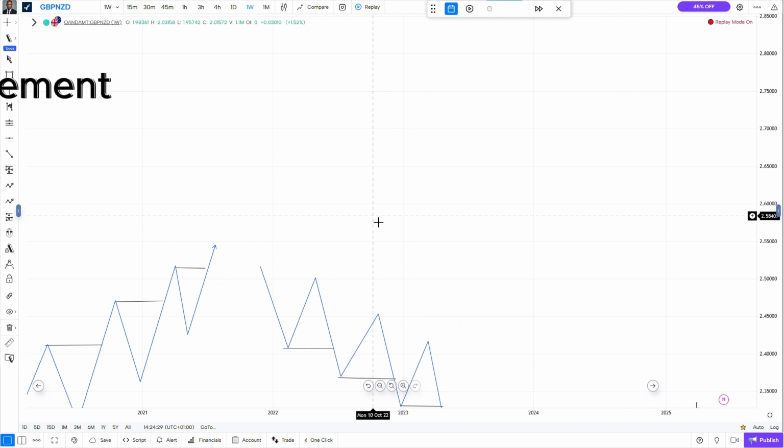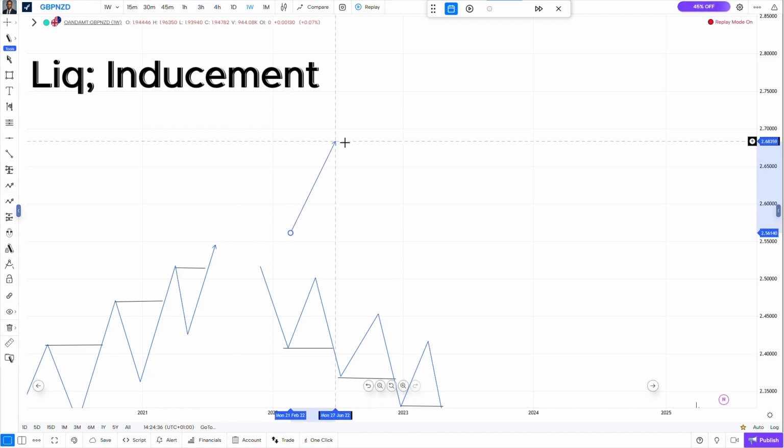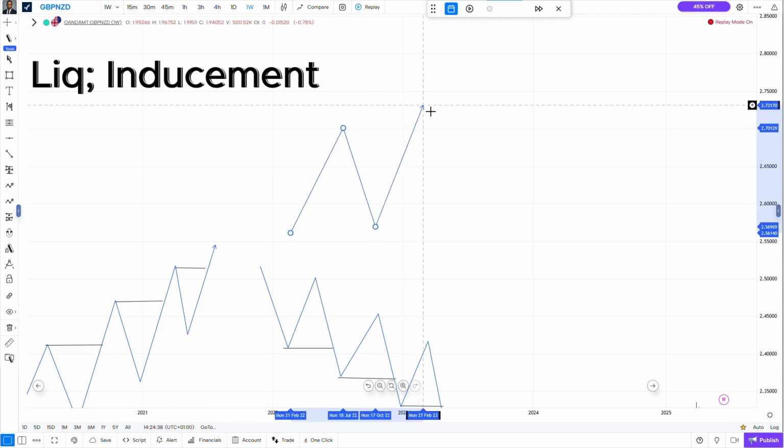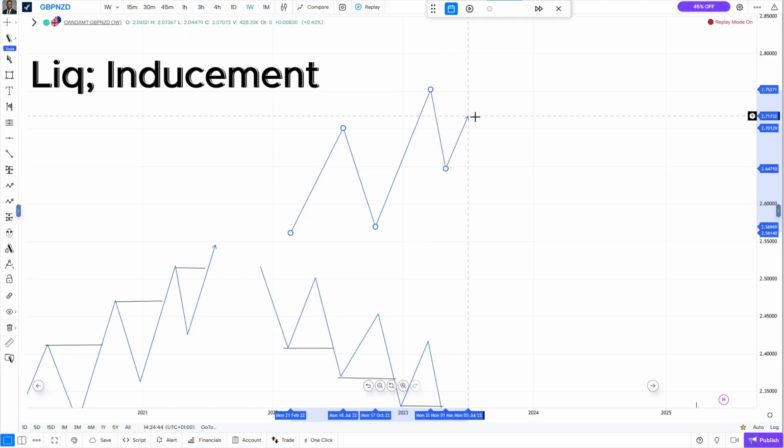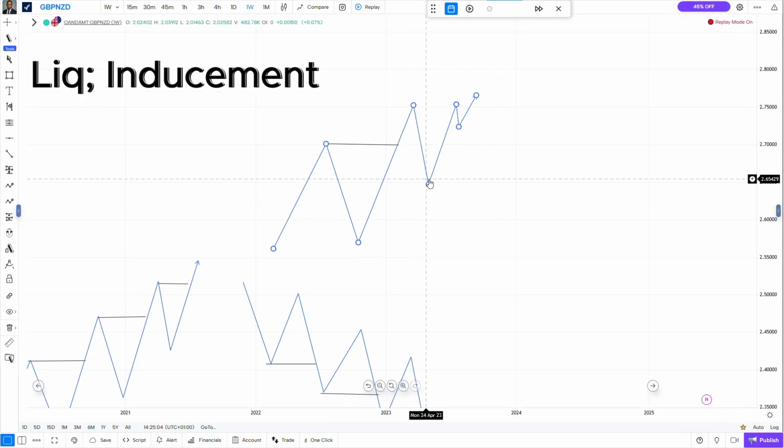Inducement is simply a trap. It's a form of liquidity. So what I use as inducement is, after a breakout structure to a particular direction, be it the upside like in this case, the first pullback. The first pullback is my inducement. So in this case, the market broke structure to the upside and then gave us a first pullback.